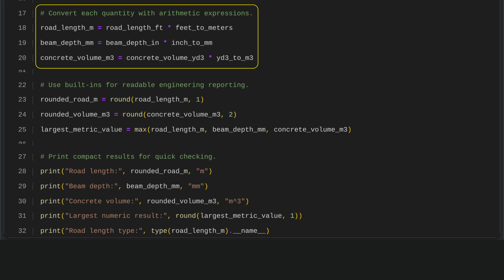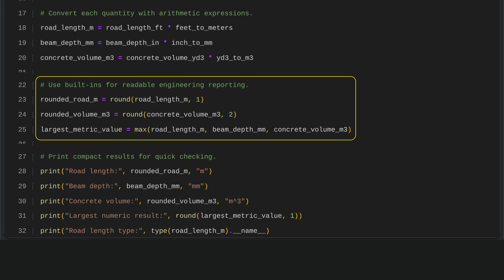Convert each measurement by multiplying it by the appropriate metric conversion factor. Road length changes from feet to meters, beam depth from inches to millimeters, and concrete volume from cubic yards to cubic meters. Round the road length to 1 decimal place and the concrete volume to 2 decimal places to make the results clear and suitably precise.